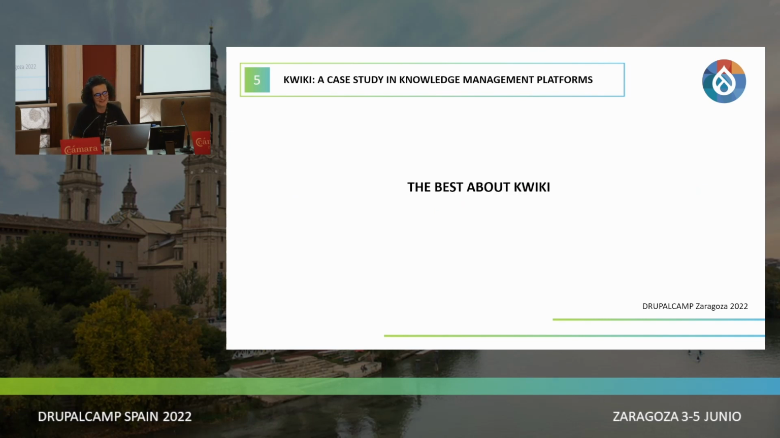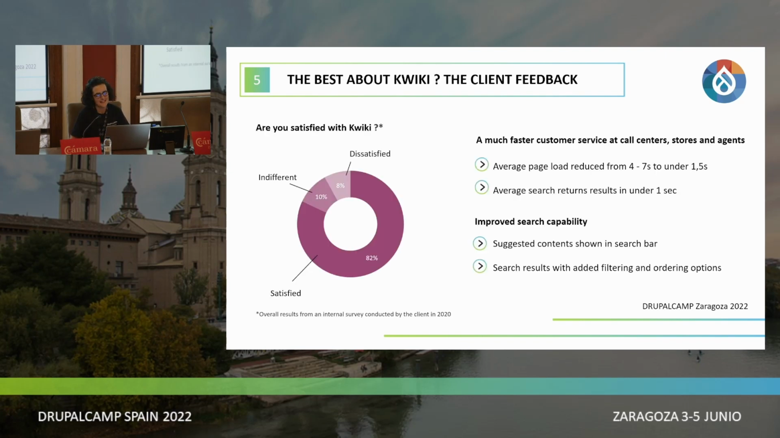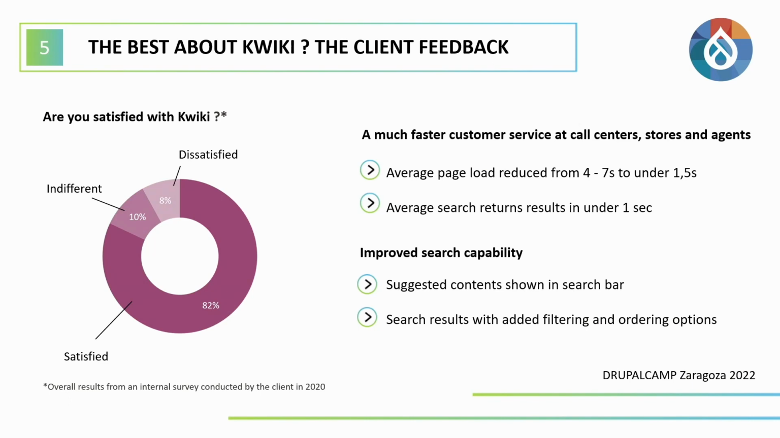And well, what's the best thing about Qwiki? Different people will have different answers to this, but to me personally, it's the client feedback. Because we build all this, and the project people on the side of the client are very concerned with their users and if they're happy or not. These are results from an internal survey conducted by the client in 2020. More than 80% were happy. So that's a lot, I think. We're very happy with that.